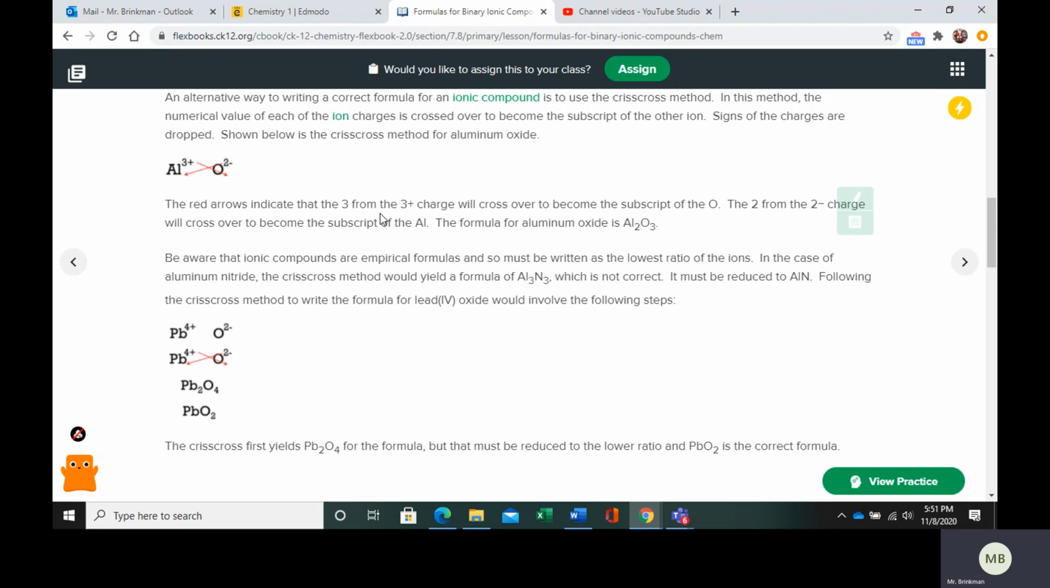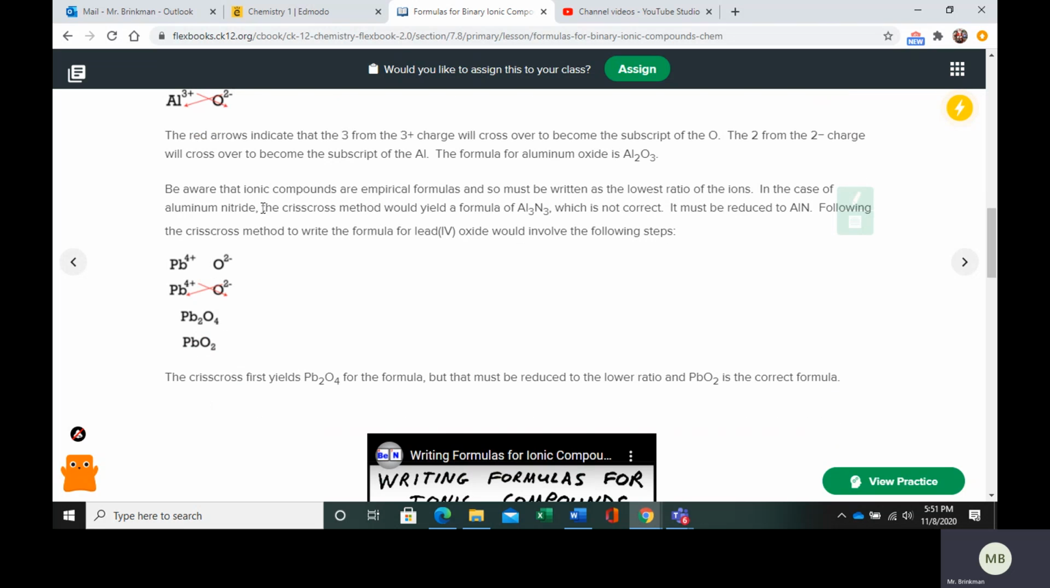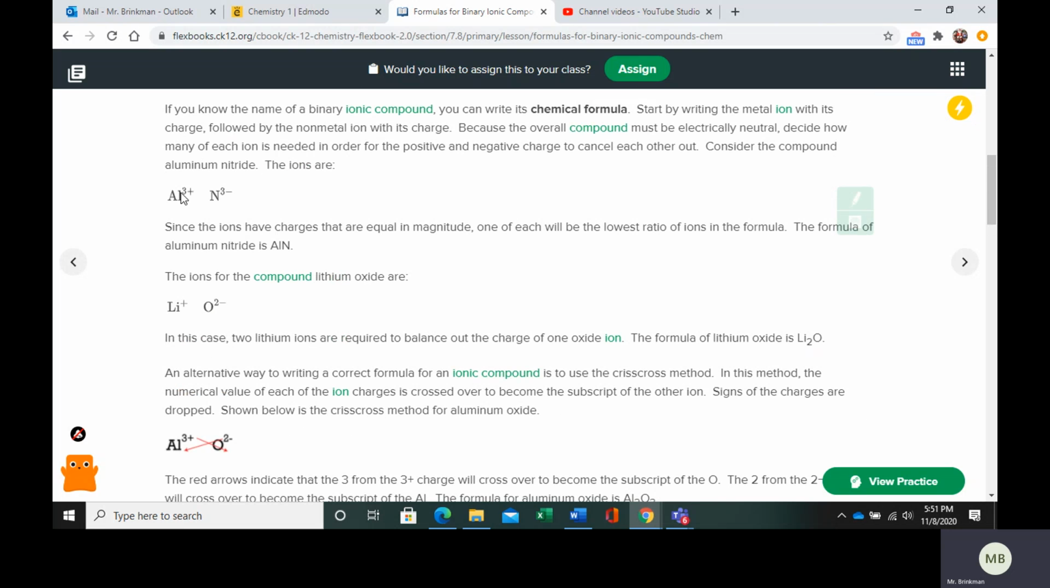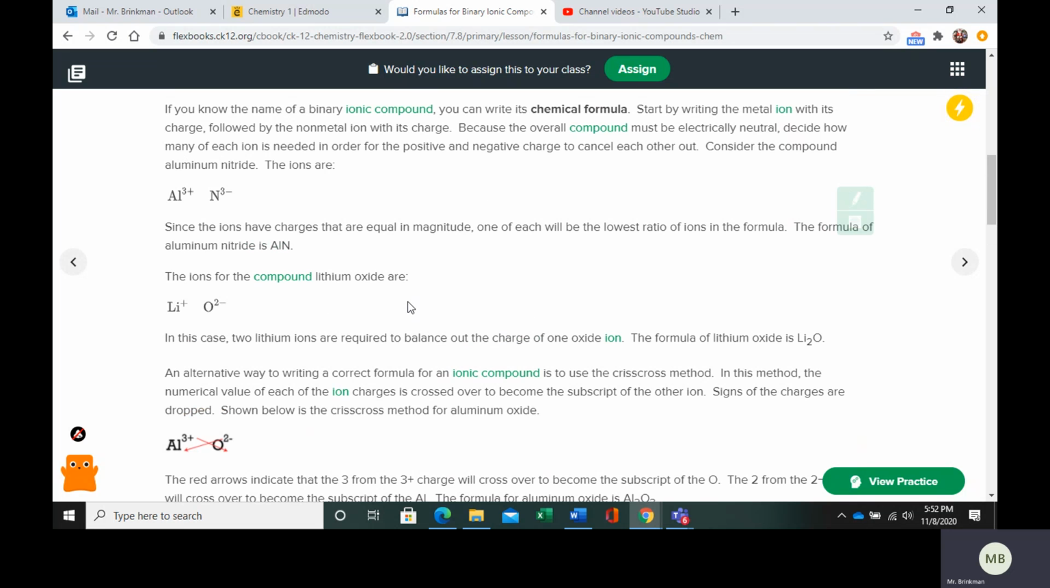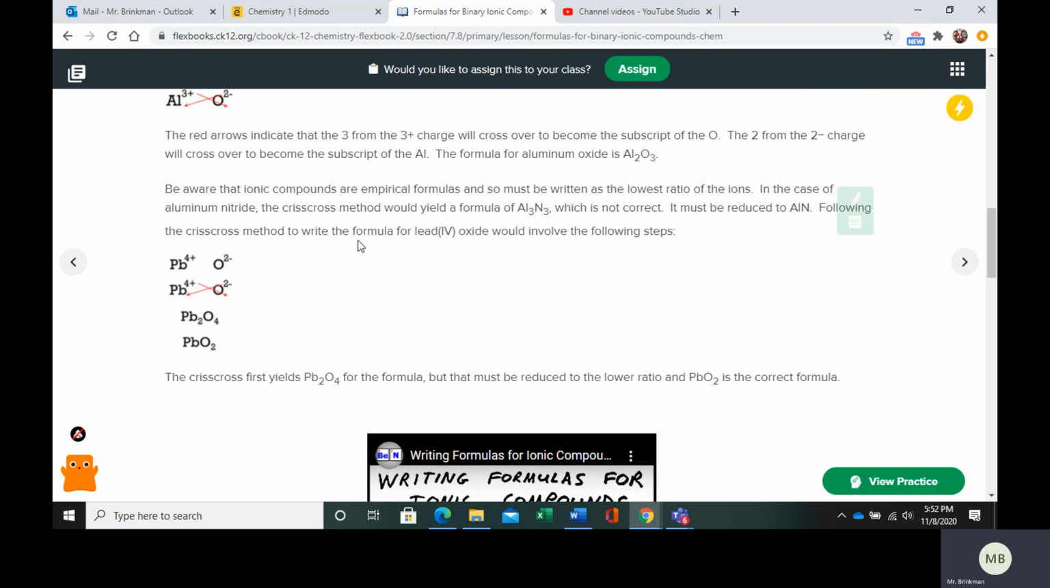In some of these, we have to be careful because we need the lowest ratio of the ions. So if we have Al3 and N3, as in our first example, and we did crisscross with this, we'd get Al3N3, but we know that the balanced formula in the lowest possible ratio is AlN. So just try to be careful with that.